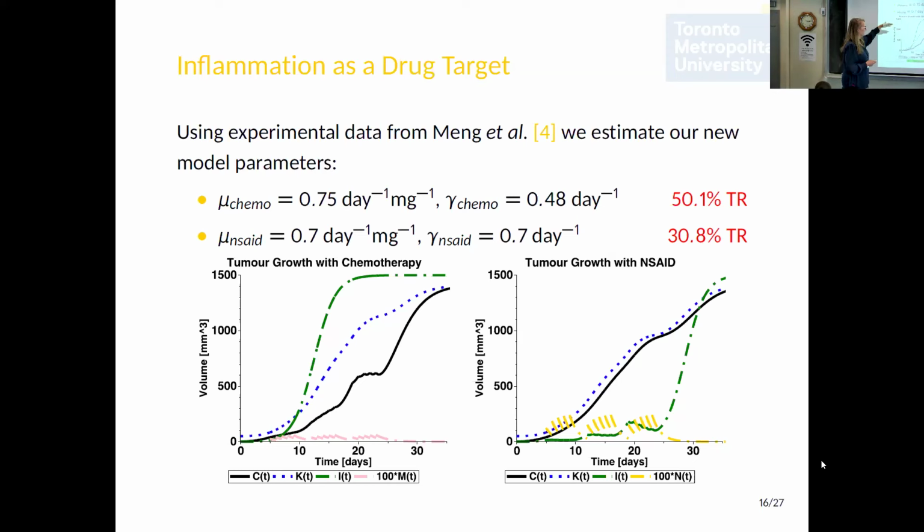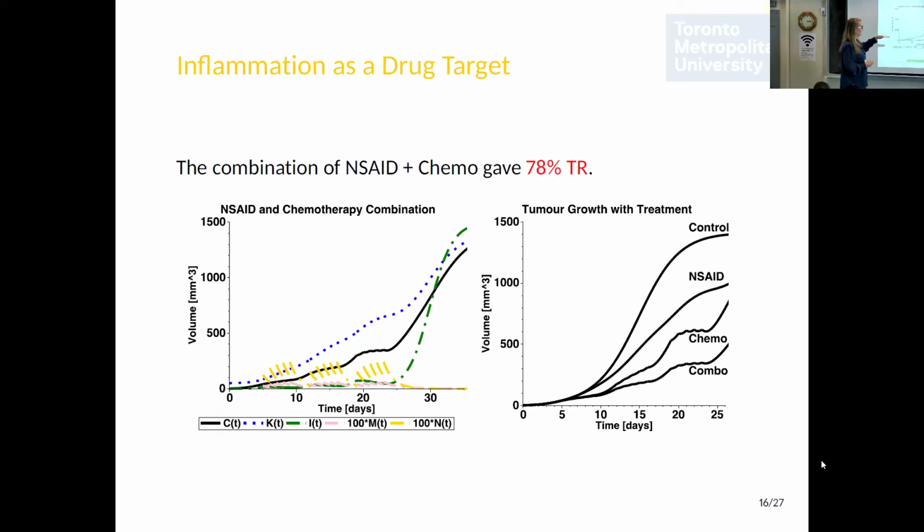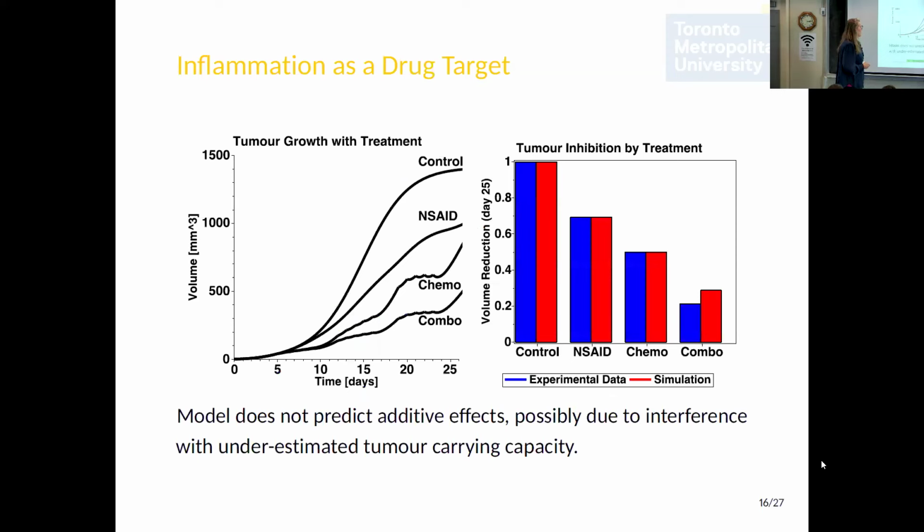And so I don't have the control picture here, but it is delayed compared with the control. On the next picture, we have the control. So this is the combination that they did together, almost 78% tumor reduction. So if you put all the results together, the initial tumor was growing this big. If you give it NSAID, you shrink it a bit. If you give it chemo, you shrink it a bit. And if you give both together, then you shrink it more. And that's just matching. Blue is experimental data, and this is our simulations that are matching.